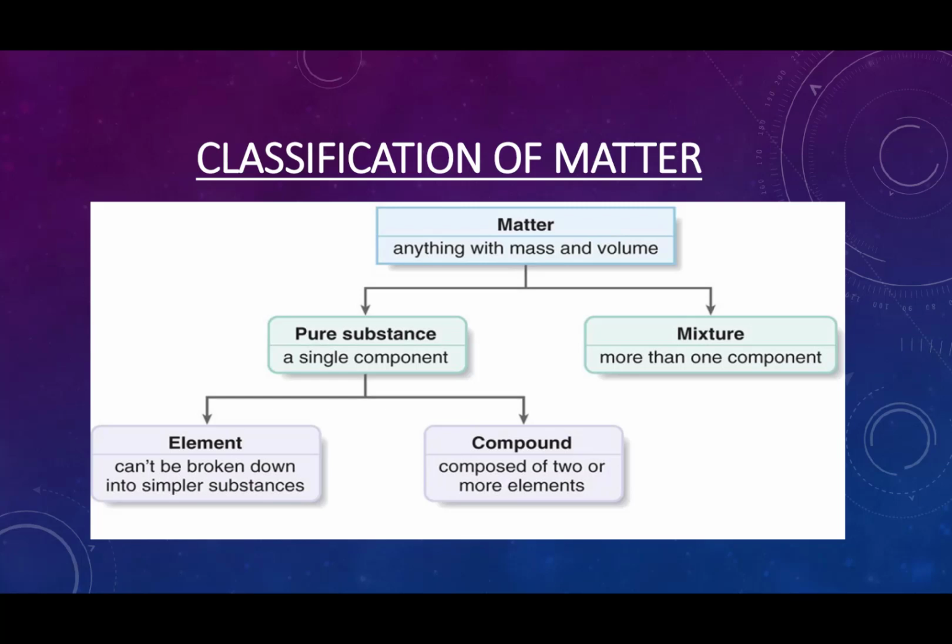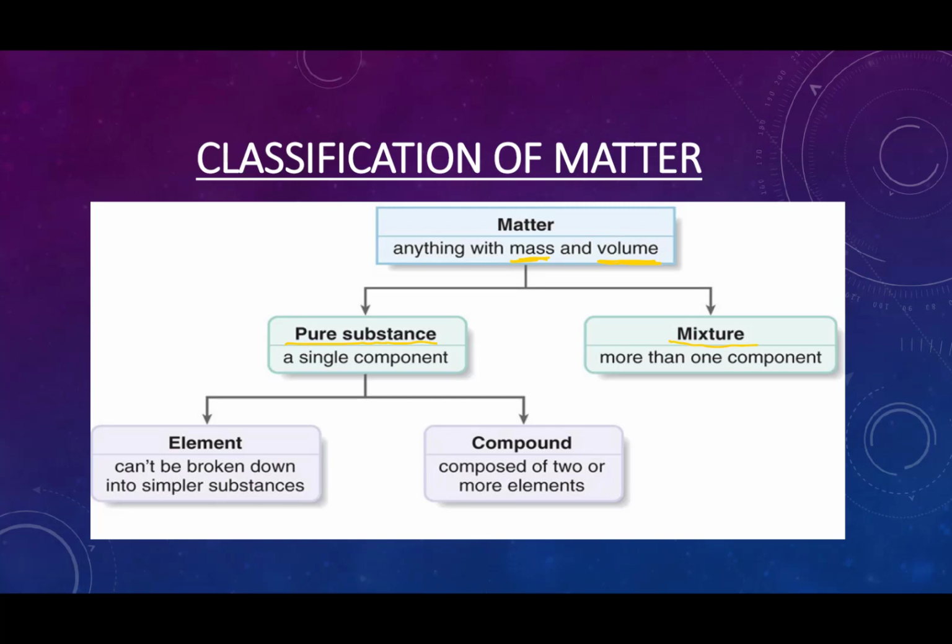Matter: anything that has mass and volume is matter. Matter is broken into pure substances and mixtures. A pure substance is just one component. It could be an atom or it could be a molecule. It's just one thing. Mixtures are two or more components.